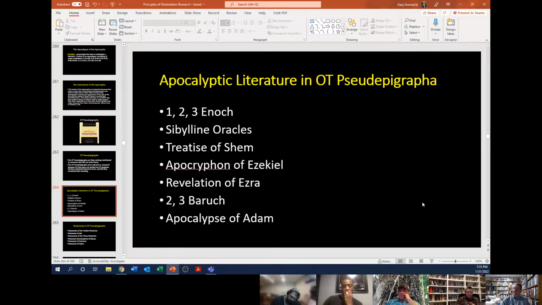So we have apocalyptic literature in the Old Testament pseudepigrapha. And again, it'd be interesting to read these and see what they say about the future, right? Especially interesting when you see this is Second Temple Judaism literature. This is literature that was familiar with Qumran. We find pseudepigrapha at Qumran in the Dead Sea Scrolls. So understanding this literature is important.